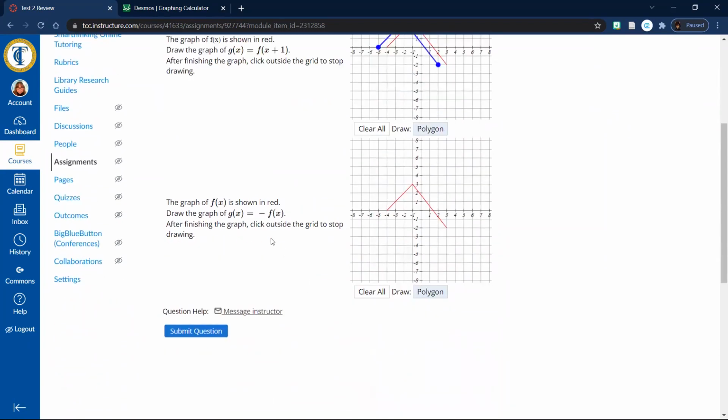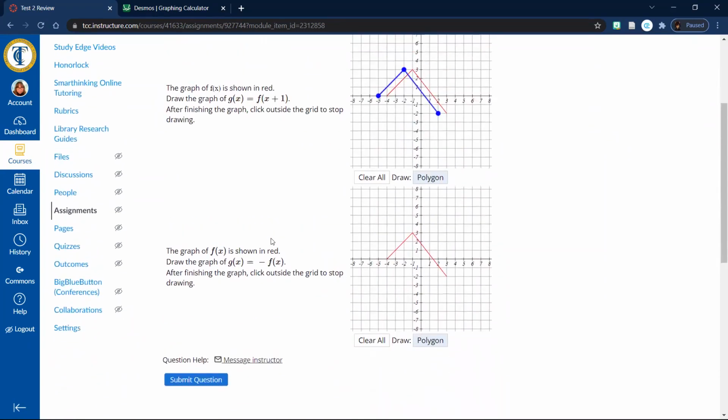That means the y's are staying the same? Yeah, all the y's stay the same. So remember, this is just dealing with the x. We're not shifting it up and down. We're not flipping it, nothing like that. This is just moving everything to the left 1.